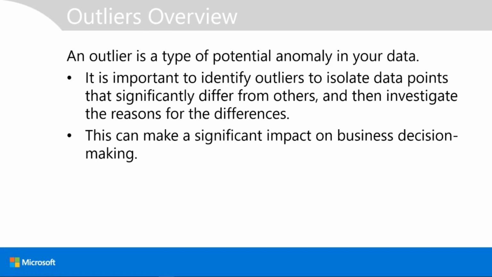In this sublesson, we are going to identify outliers. An outlier is a type of potential anomaly in your data. It's important to identify outliers to isolate data points that significantly differ from others, and then investigate the reason for the differences. This can make a significant impact on business decision-making.